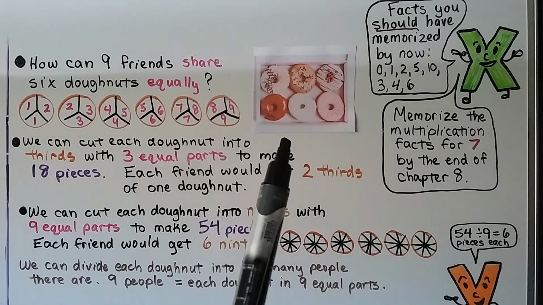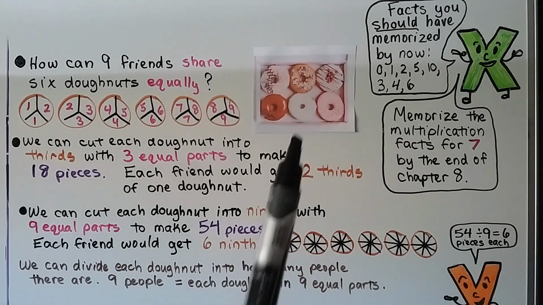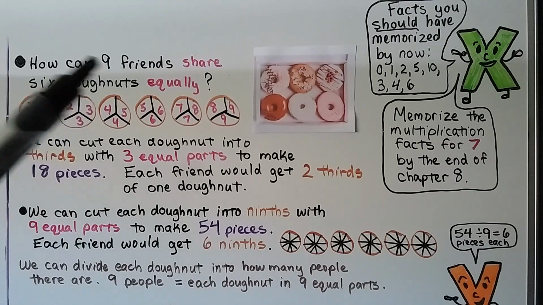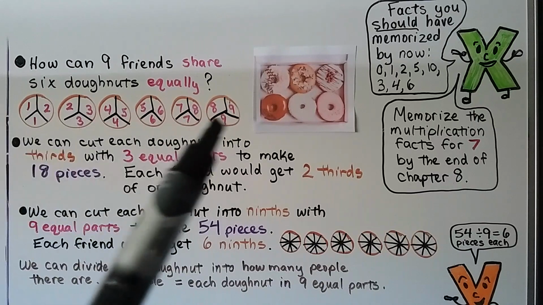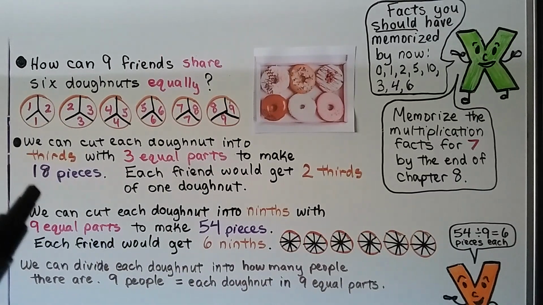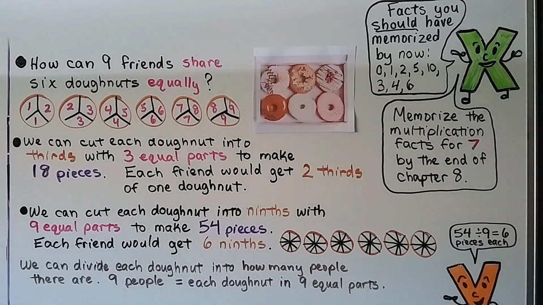Here we have a delicious box of 6 donuts. And how can 9 friends share 6 donuts equally? We can cut each donut into thirds. There's 3 parts to each donut. There's 6 donuts. That means we have 18 pieces. And they're in equal parts. Each friend would get 2/3 of 1 donut.